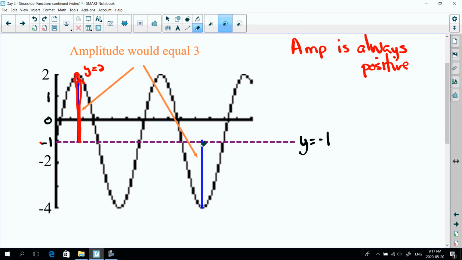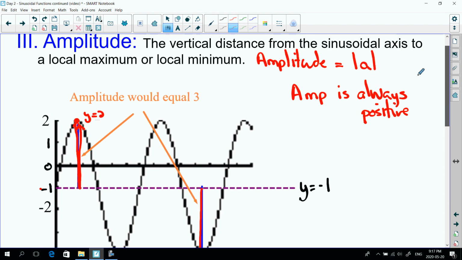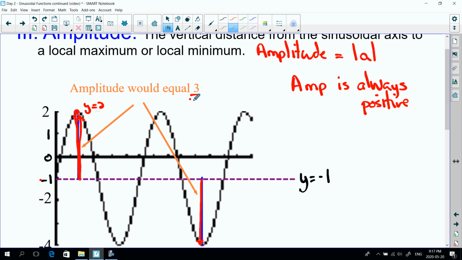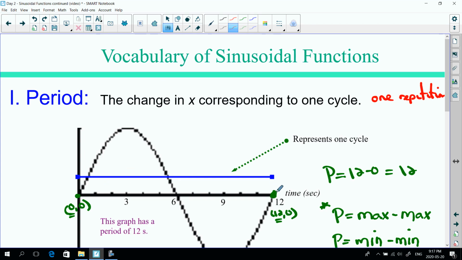Same thing here. If you went from the sinusoidal axis to the local minimum, you're going from -1 down to -4. You went down 3 units, so don't get confused. Don't say that the amplitude would be -3. Just remember that the amplitude is always an absolute value. So absolute -3 would be 3. Amplitude is 3. It's the distance from the sinusoidal axis to the local maximum. So to recap, period is the change in x corresponding to 1 cycle. So figure out where it starts to repeat, and take this x value and subtract this x value.